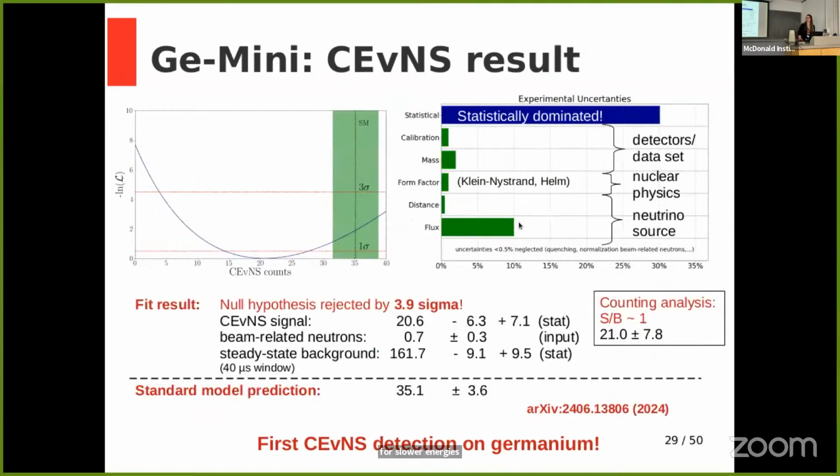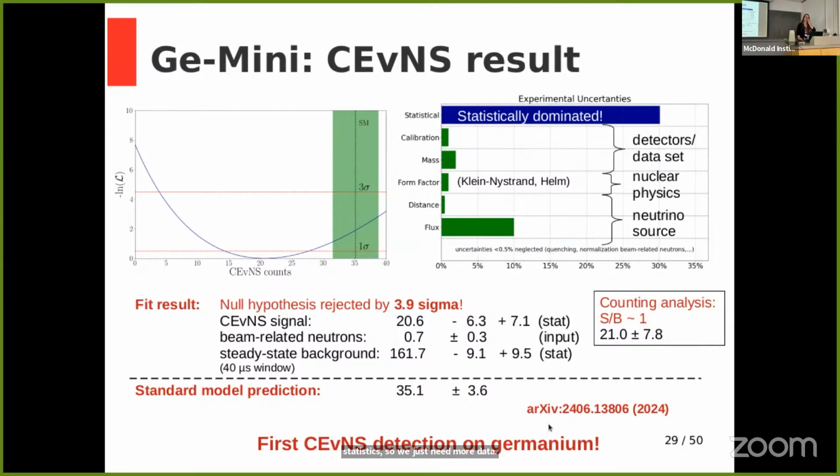And those are the numbers that we get here. So we have in the end a CEvNS signal of 21 counts and reject the null hypothesis of no CEvNS detection by 3.9 sigma. It turns out that we are a bit lower than expected from the standard model. That's 35 counts, but that is still within expected statistical uncertainties. We did a lot of tests, of course, but our best assumption right now is that this is mostly caused by statistics. So we just need more data to fully get behind this.